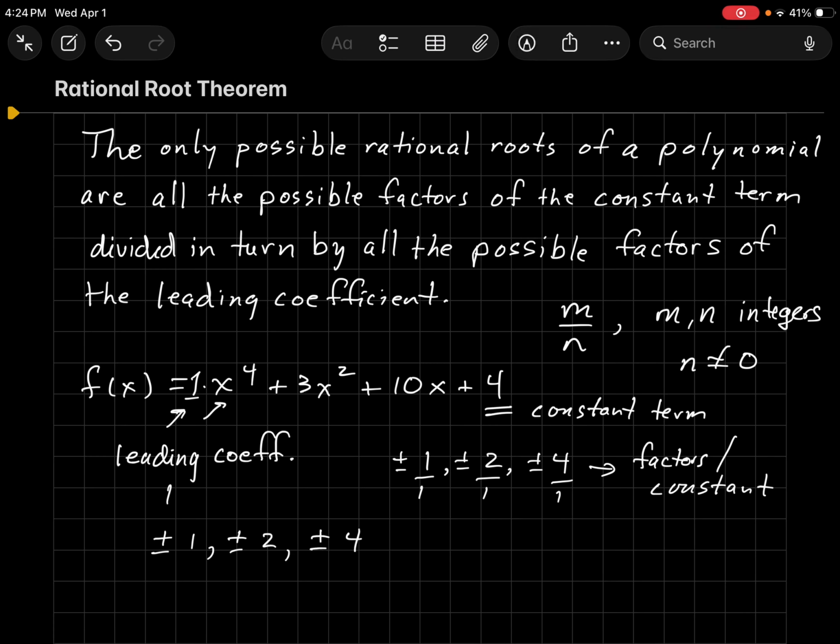If there are any rational solutions to this equation, f of x equals 0, it will be found in here. It doesn't mean one of these work. It doesn't mean any of these work. If none of those work, it just means our solutions are either irrational, generally speaking, have square roots in them, or imaginary, have i's in them.